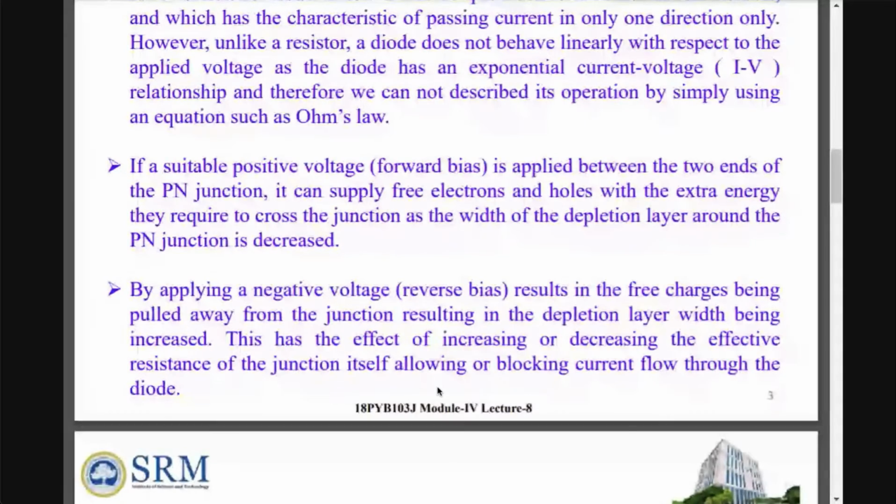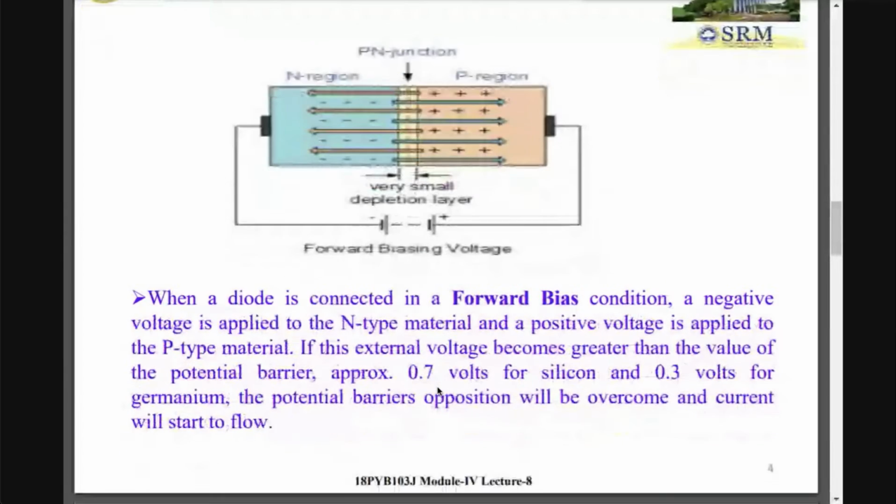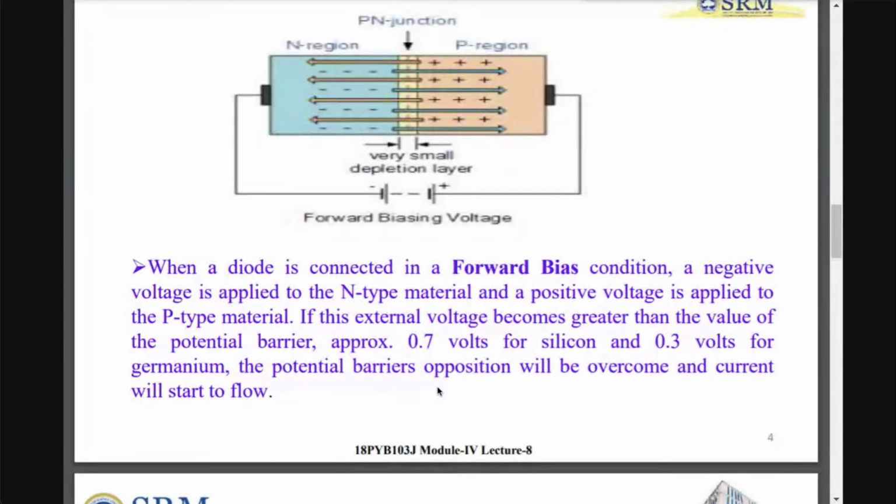What are the characterizations here? When the circuit is connected, see, is the diagram visible for you? Please confirm. Yes, sir. See that N is connected to negative and P is connected to positive.